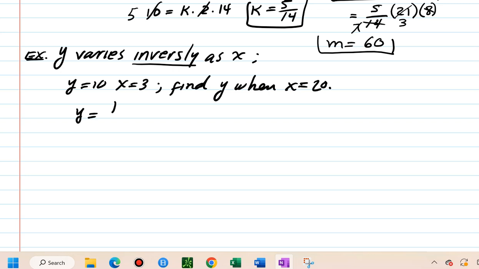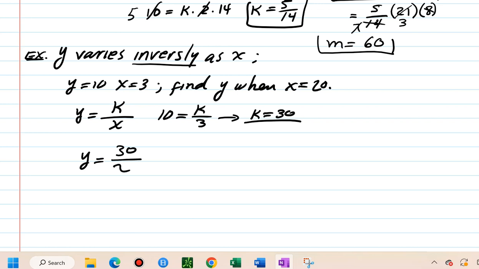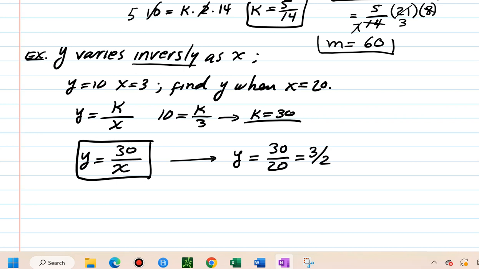Varies inversely. So here's y equal and then k divided by the variable. Now y is 10 when x is 3. Multiply both sides by 3, so I get k to be 30. My constant of variation is 30. That's going to be y equals 30 divided by x. And so this is again the general formula. And now specifically when x is 20, you go 30 divided by 20 or 3/2. That's what y is. And we have that one. See how that works? Now, so that's the general idea.